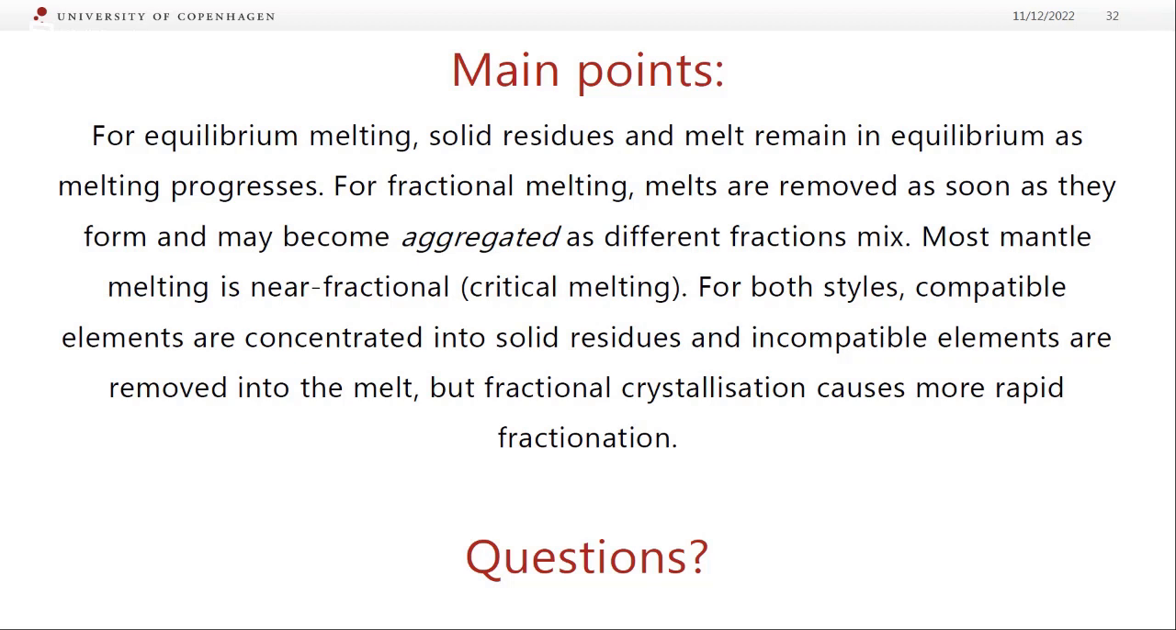Yep, so the main point there is that equilibrium melting is basically the same as equilibrium crystallization. Solid residues and the melt remain in equilibrium. For fractional melting, as soon as you form a melt, it's gone, and these melts might aggregate or mix together somewhere higher up the system, like in our melt channels beneath the mid-ocean ridge. Most mantle melting is near fractional, and we call it critical melting because it's not pure fractional, but it's pretty close. For both styles of melting, we have more compatible elements concentrated in the solid as we make melt, and the incompatible elements preferentially go into the melt.